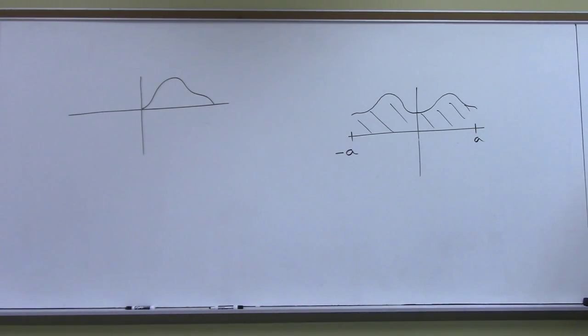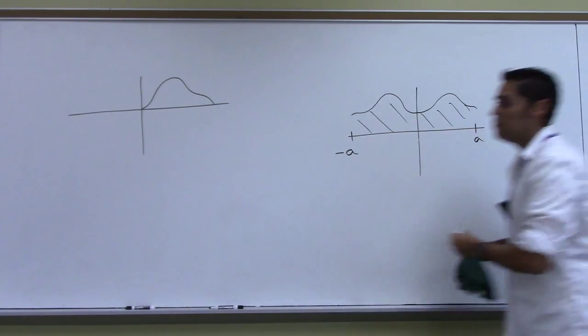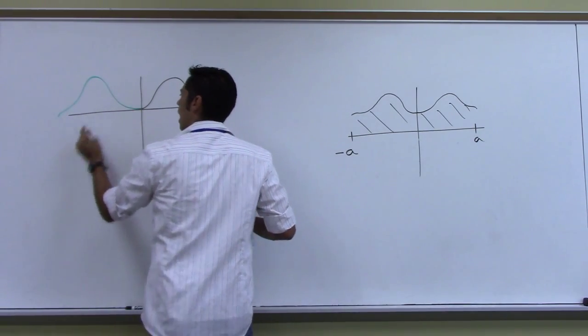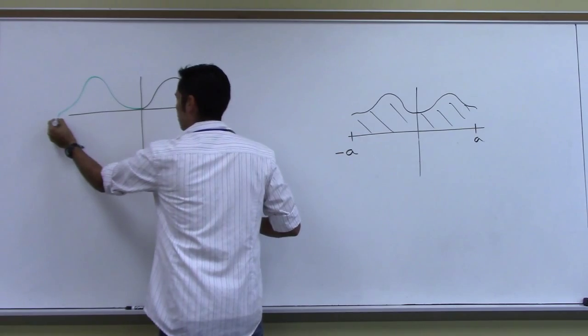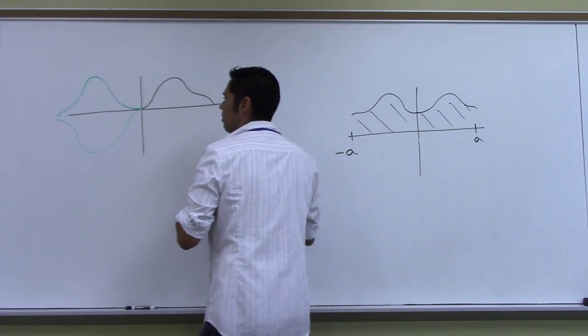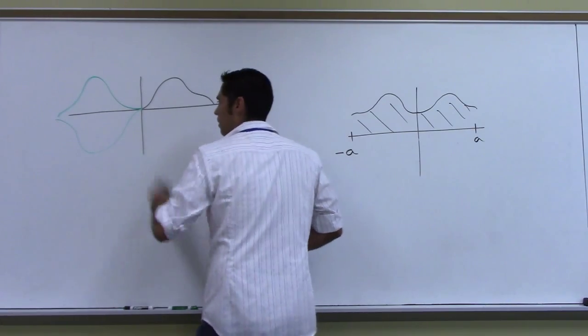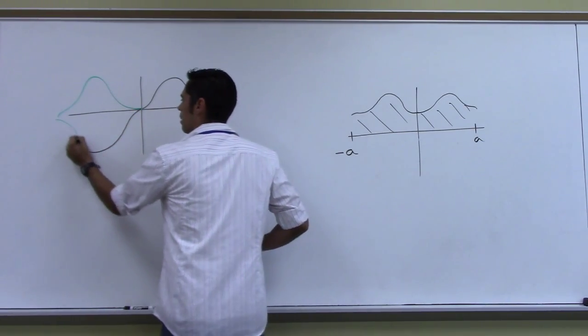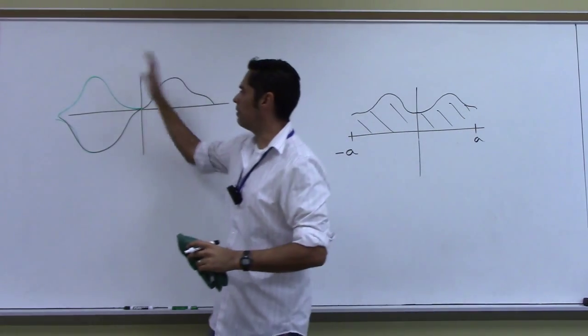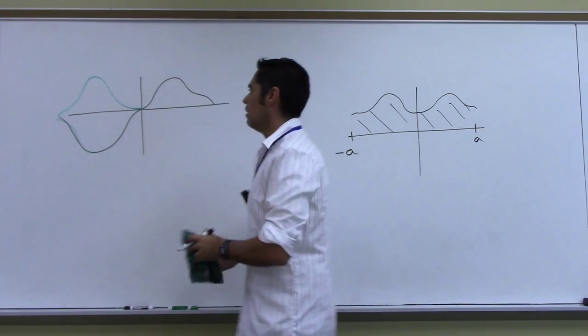It's a double reflection. It reflects over the y-axis first, like this, and then it reflects over the x-axis, like this. And so this is the picture. The black there is the odd function. The green was just to show you it's a reflect and then a reflect.